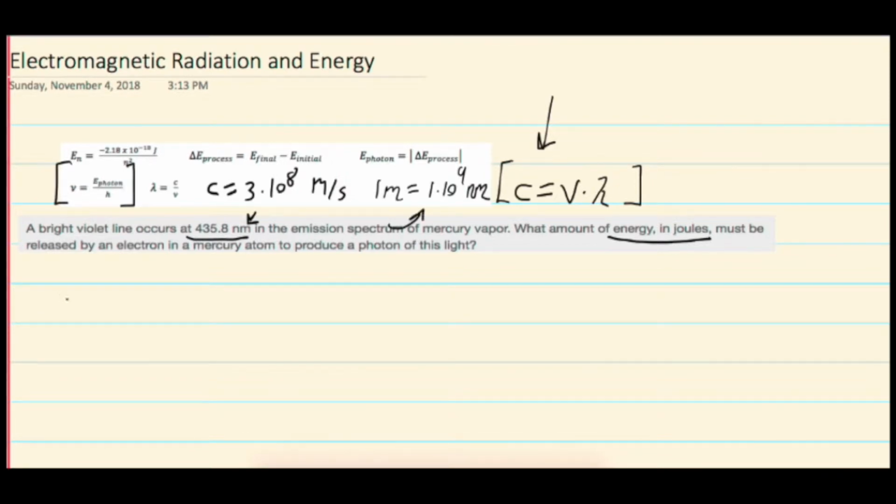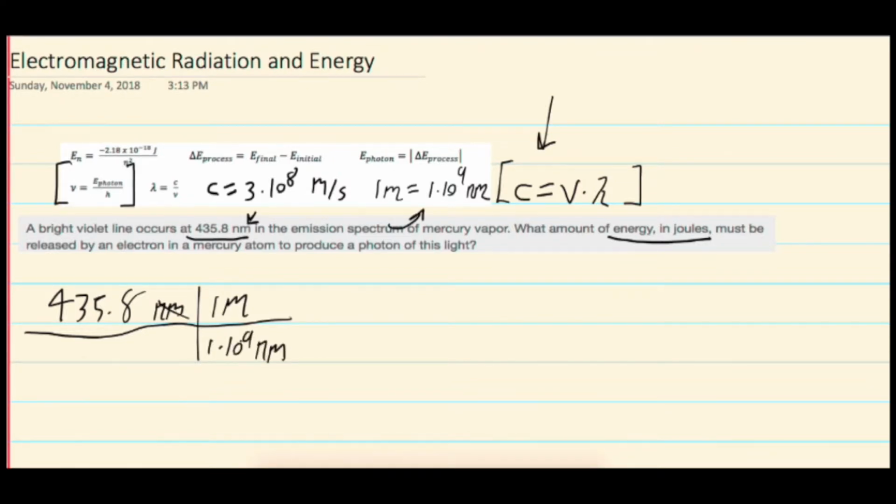If we start with 435.8 nanometers, and we have 1 meter for every 1 times 10 to the power of 9 nanometers, our nanometers cancel, and we wind up with 4.358 times 10 to the power of negative 7 meters. Our wavelength is in meters, the speed of light is in meters per second. We can now make use of this equation.